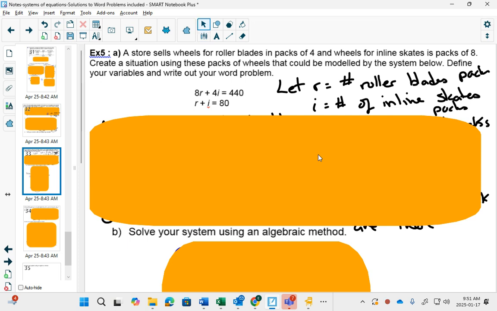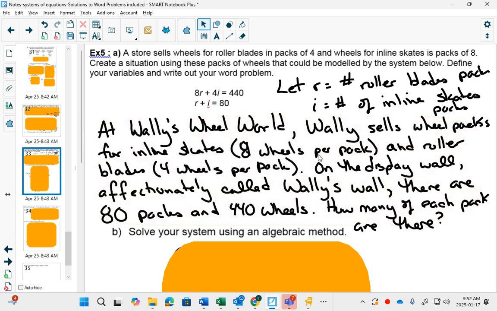It would probably make sense that you use R for rollerblade and I for inline skate, just because those are the letters that would make sense for it. And the question says you need to create a situation that explains it. So for those of you that English class was not your thing, you get to write the question. And so I created a question here.